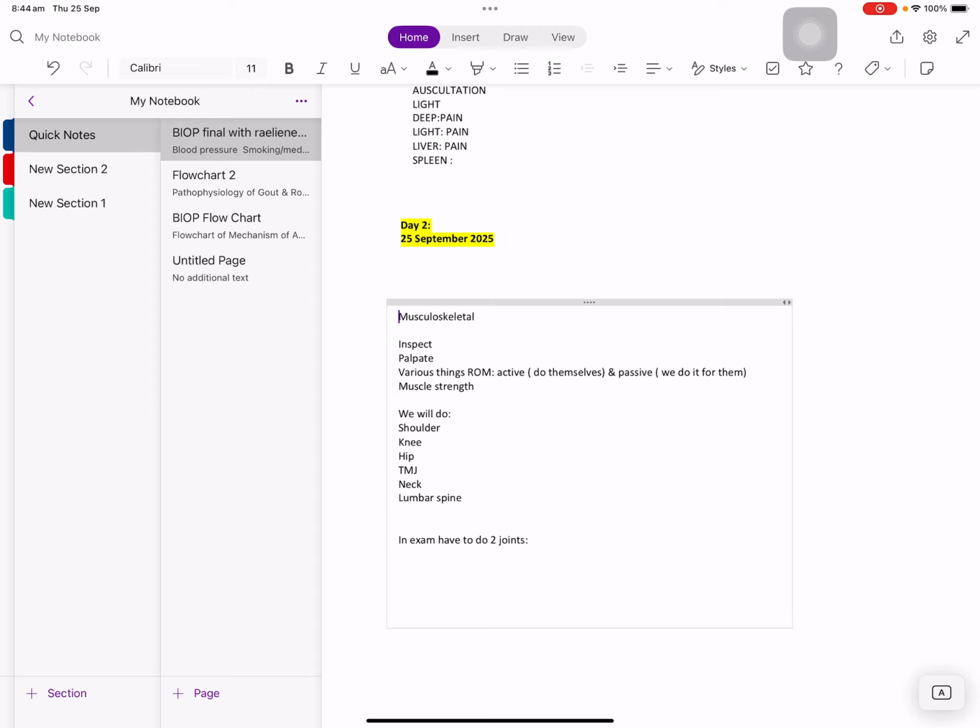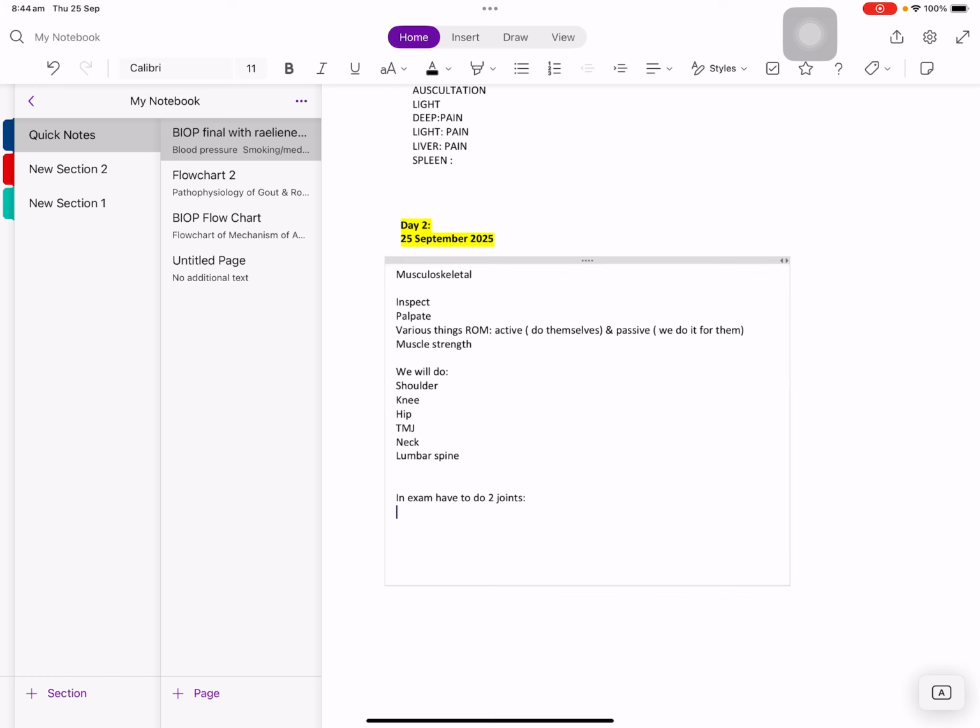Alright, so knee is pretty easy because it only does one thing. Neck has only got 3 ranges of motion. So knee has got 1, TMJ has got 3, neck has got 3, lumbar spine has really got none. It's the hip that's got lots, and the shoulder has got lots because they do circumduction. So anyway, let's just get started here.